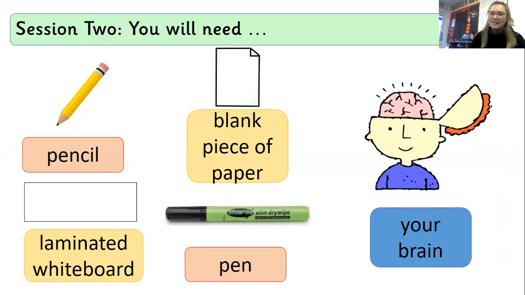Okay, these are all the things you're going to need. Definitely that literacy brain, please, and all the rest of them. Now, I've changed the middle option to a blank piece of paper because it will be easier to do your story map on. But if you don't have a blank piece of paper, don't worry, just use your usual book.